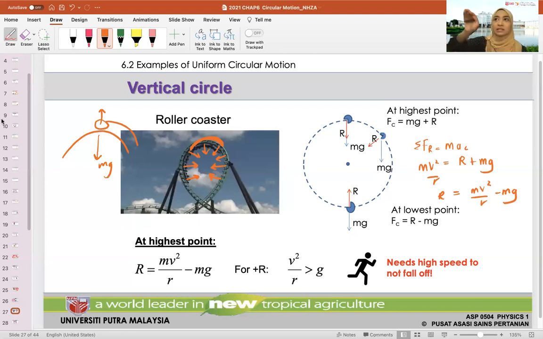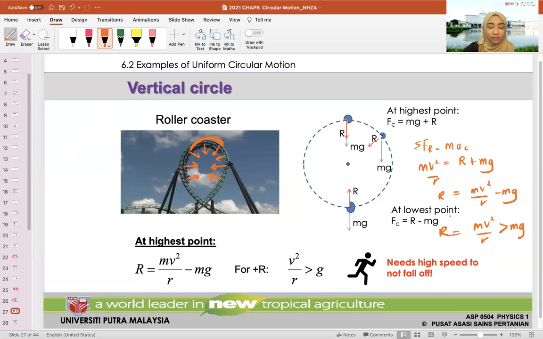This part, bila kita naik slope, kita slow. Tapi bila kita punya kepala terbalik kan? Kalau korang slow, jatuh kot. You can't be slow guys. If you guys have a chance to ride on the roller coaster again after the pandemic, you would notice that you are going really, really fast. Kenapa? Because if you are not going fast enough, if your mv squared over r is not greater than mg, you would fall down. We don't want that.